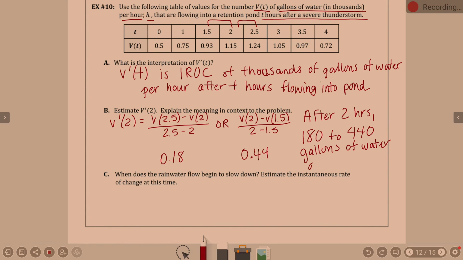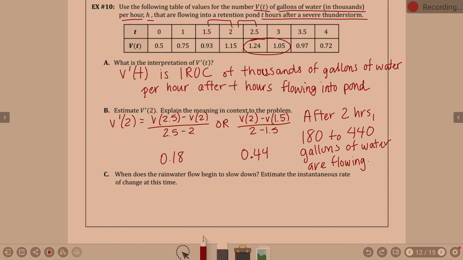Okay? And I know I'm going quick here, but I'm just trying to get you what I can. If it's not there yet, the notes answer key will be up. When does rainwater flow begin to slow down? And this is looking at your graph. 0.5, increasing, increasing, increasing, increasing. You see how my volume changed? It'll then start decreasing. So sometime between 2.5 and 3 is when that is happening.